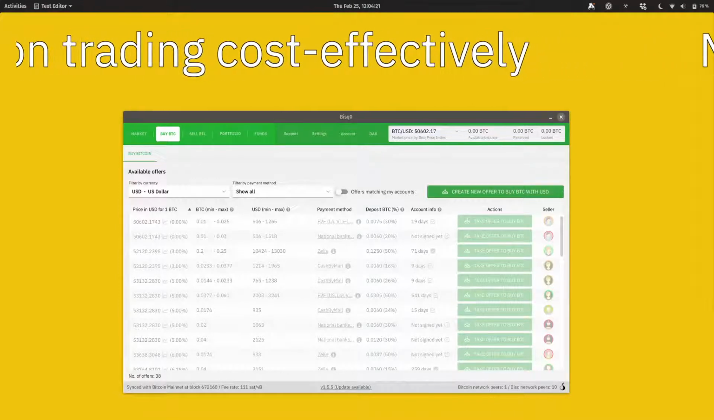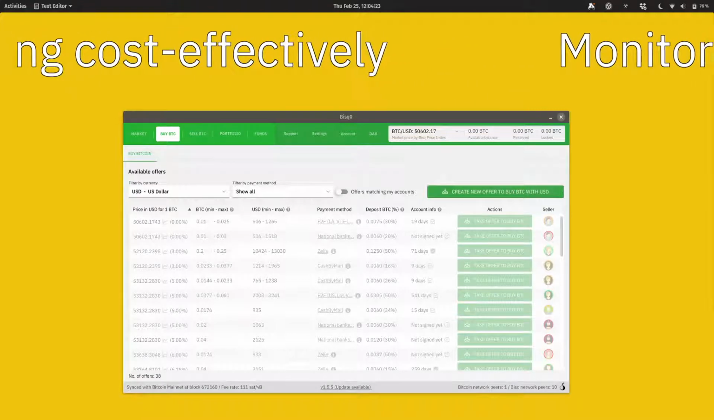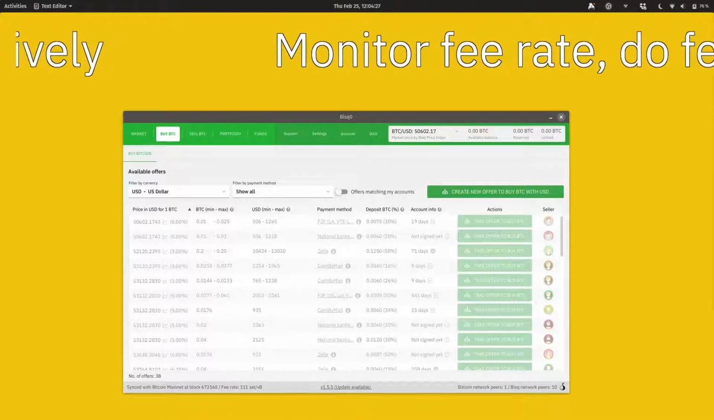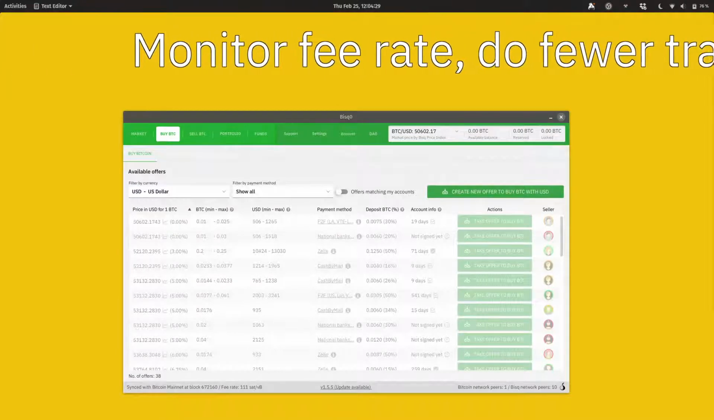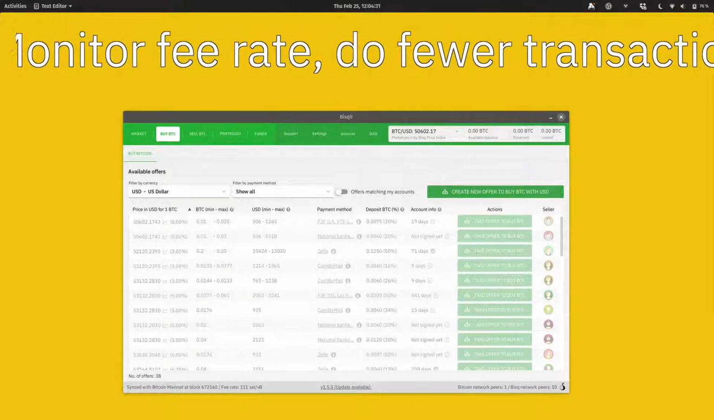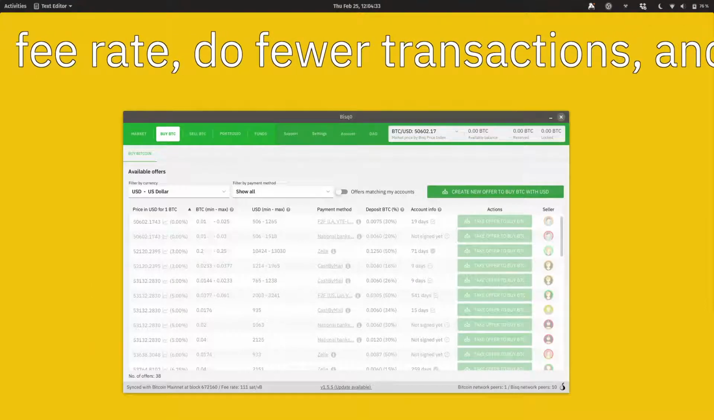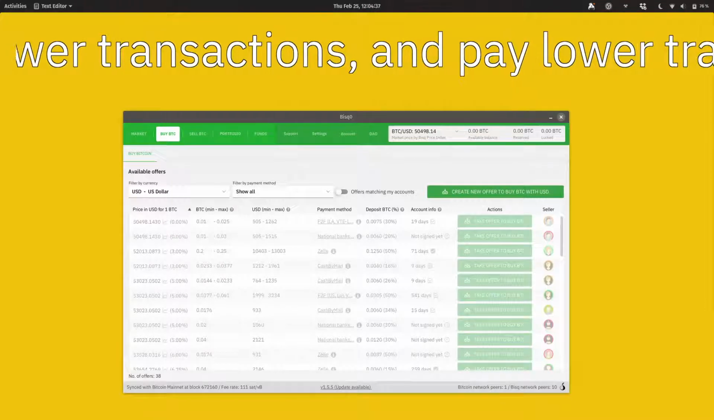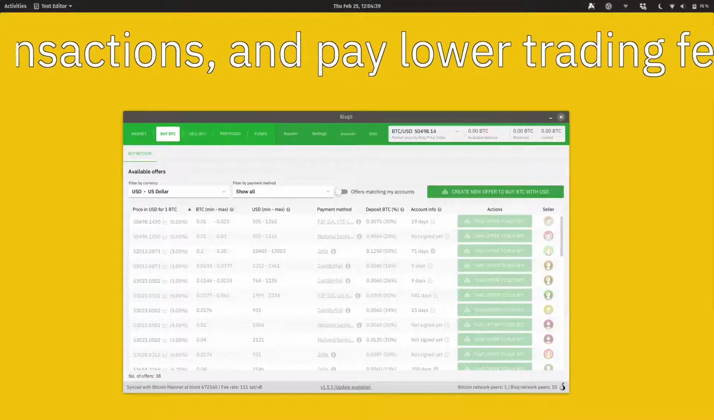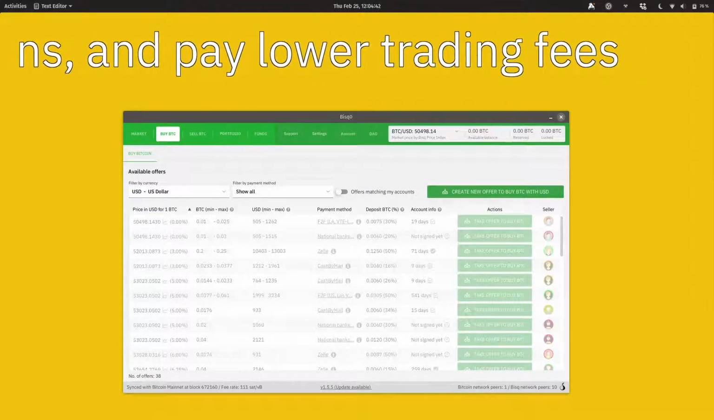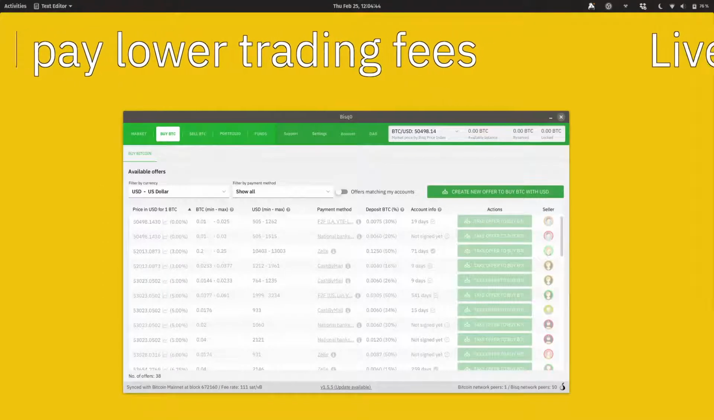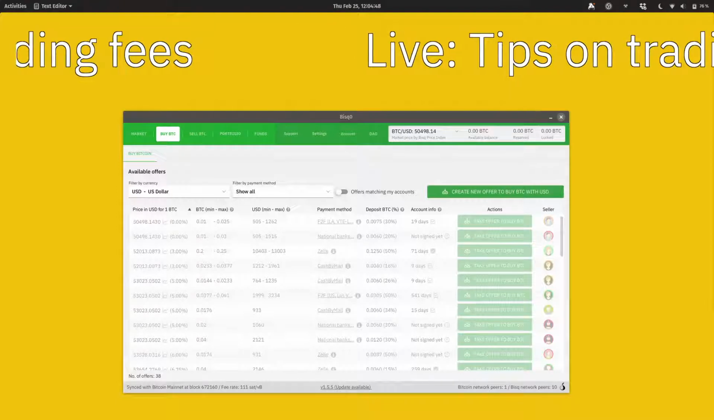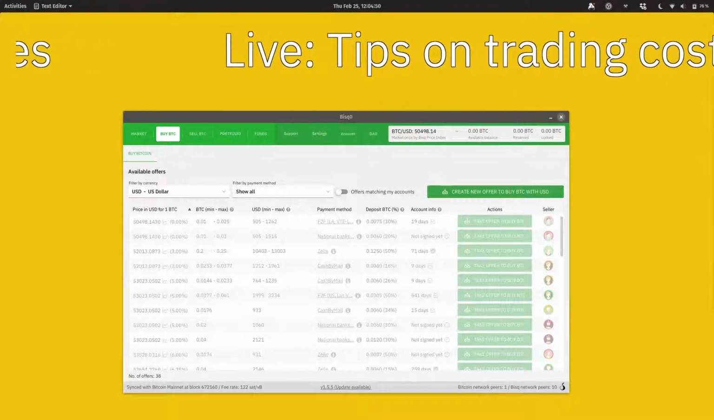Each Bisq trade involves a number of transactions, so on-chain Bitcoin transactions, and so in order to trade cost effectively on Bisq now in a high fee environment, you want to take that into account, and at the very least monitor the fee rate. So at least be aware of what the fee rate is that Bisq is using at the moment.